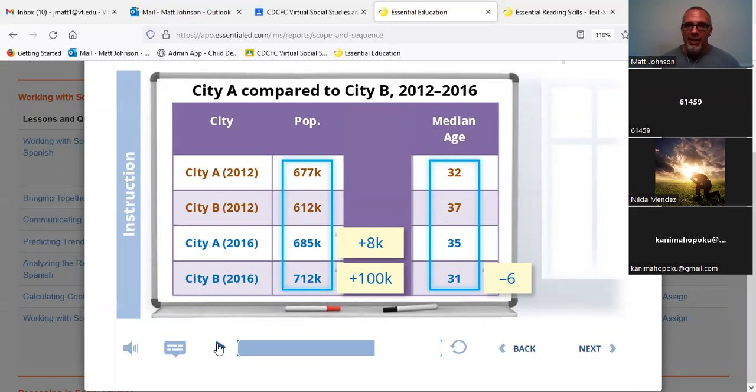So the median age of the adult living in that city is 35 by 2016. However, the other city dropped substantially by about 6 years. So you could also use this to imply that a large part of that 100,000 new residents of that city were younger. B is the answer I'm looking for.